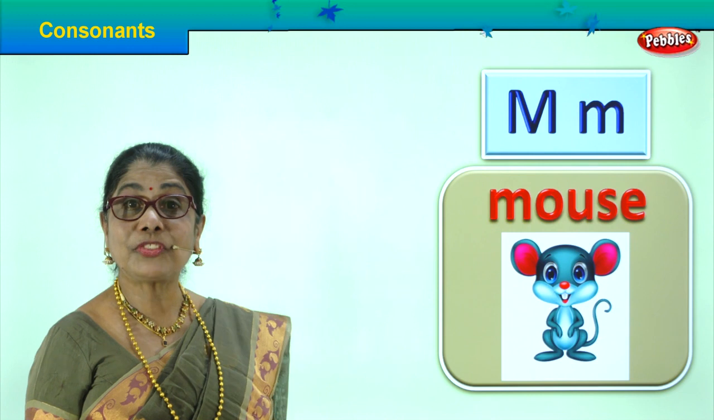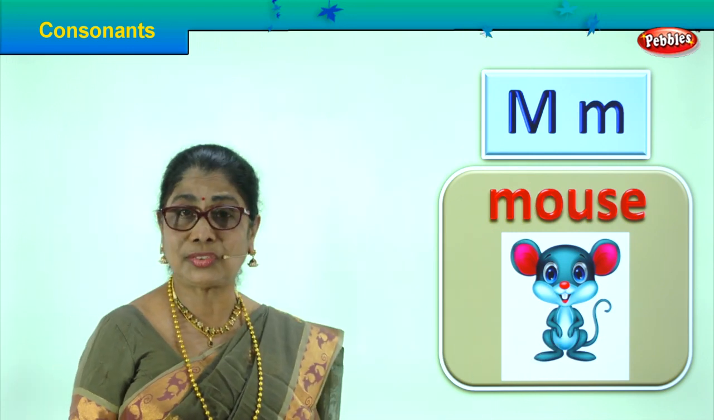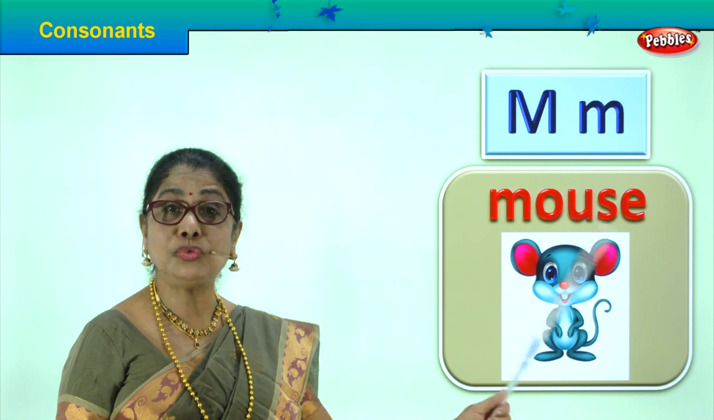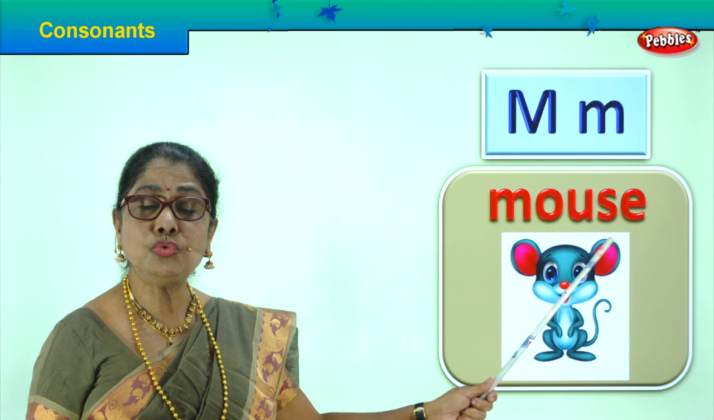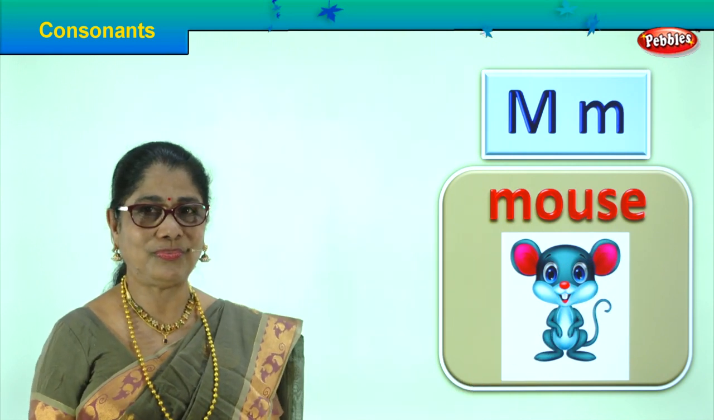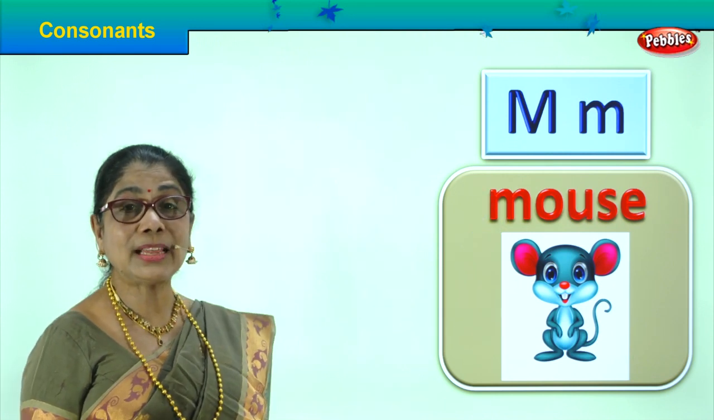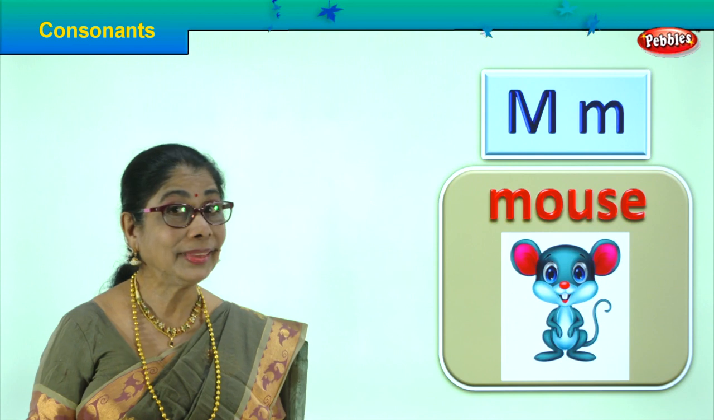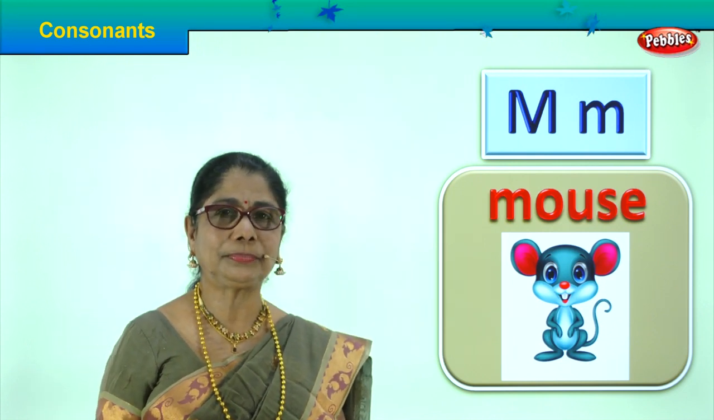Letter M. Sound M. What is this? Mouse. Spell mouse. Mouse. The word mouse begins with the letter M. Sound M. Good. Let's go to a new picture.